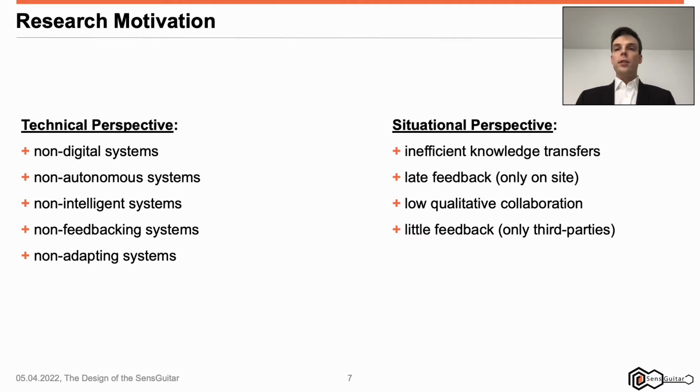Further, we have detailed the situational perspective on guitars. These realize inefficient knowledge transfers. Only late feedback is enabled by them. This feedback is only provided by third parties. Thus, low qualitative collaboration results can be expected. If you are interested in further explanations on this, please have a look in the last session.